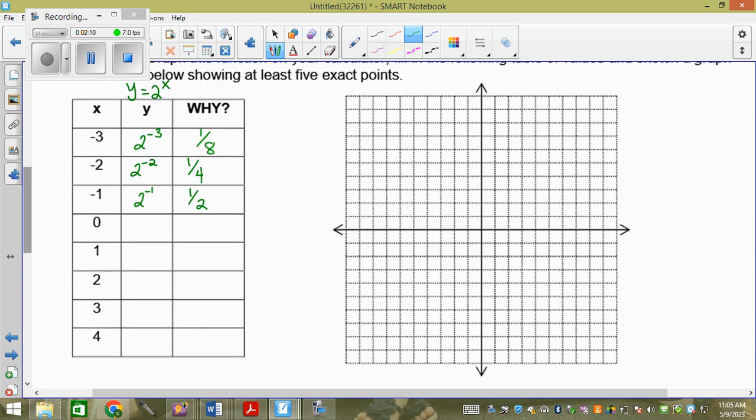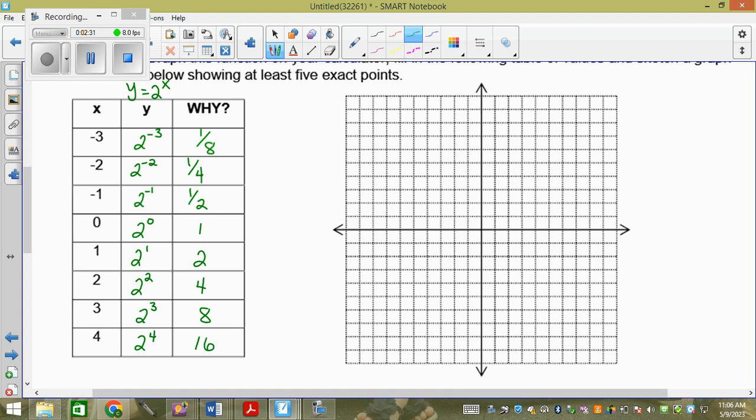And then this is 2 to the 0. What's anything to the power of 0? 1. And then this would be 2 to the 1, which is 2. This would be 2 to the 2, which is 4. 2 to the 3, 8, 2 to the 4, 16.